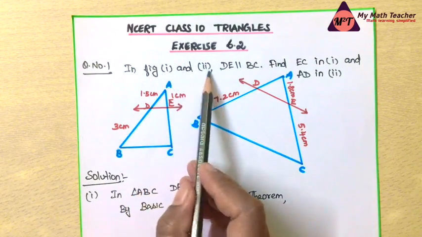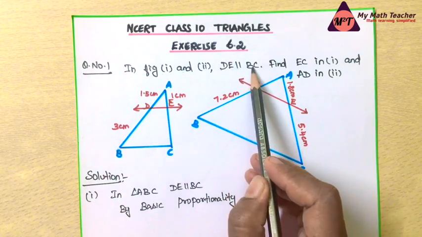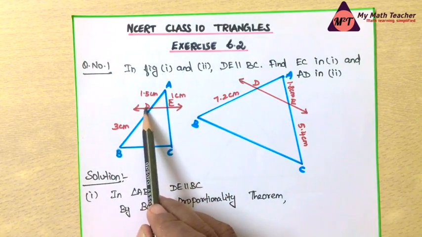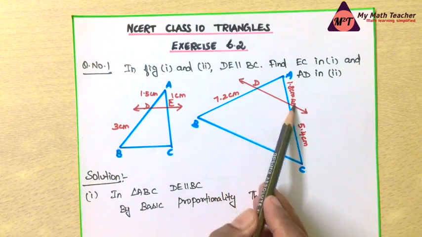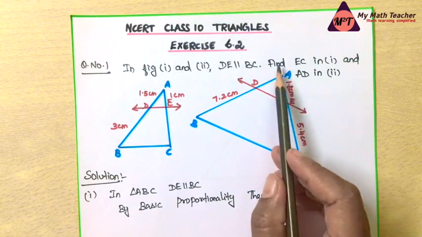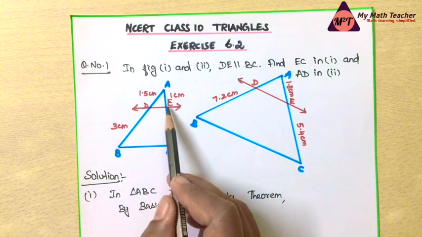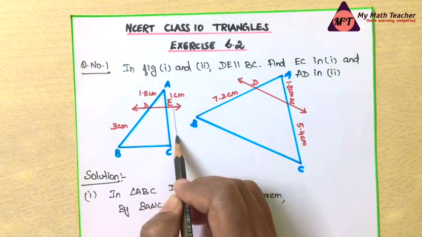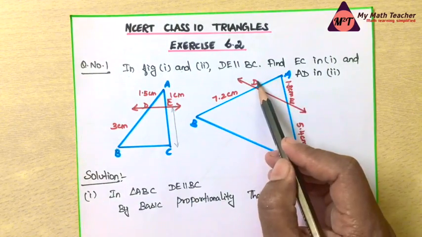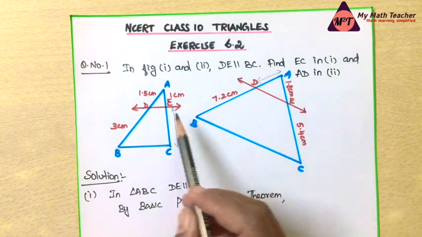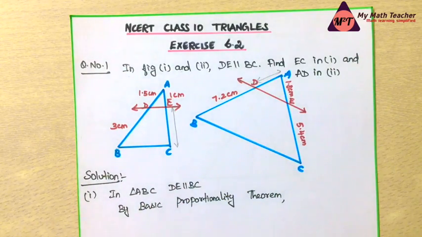In figure 1 and 2, these are the two given triangles. DE is parallel to BC. This is the parallel. DE is parallel to BC. The same here, DE is parallel to BC. Here you have to find EC in the first diagram, that is this distance, EC. In the second one you have to find AD, which is not given. You can see the other measurements are given in the diagram. So let us start solving this.